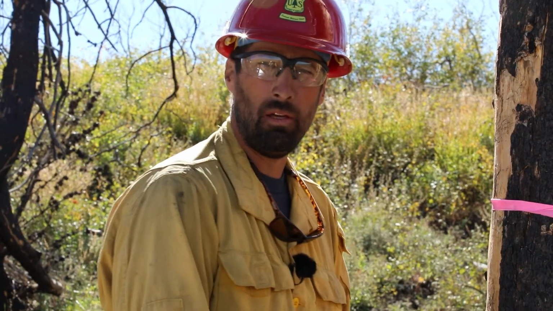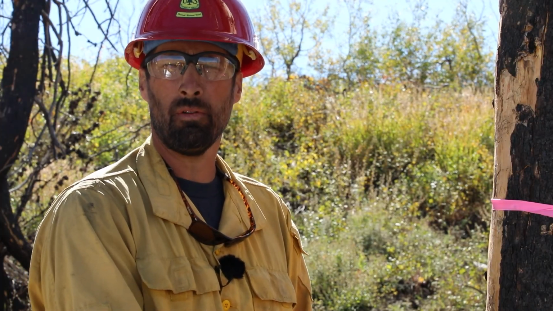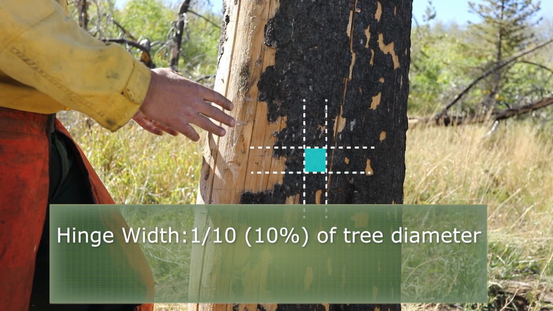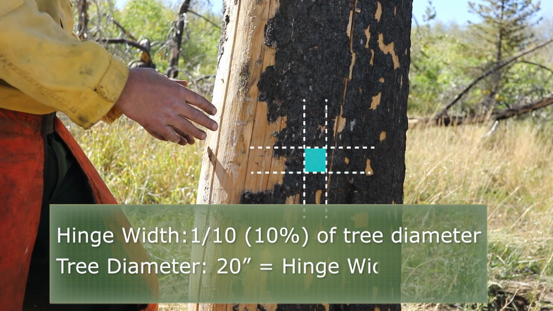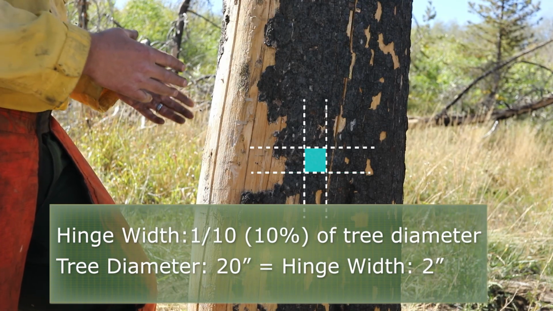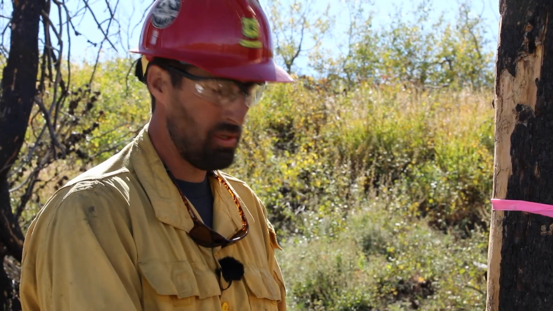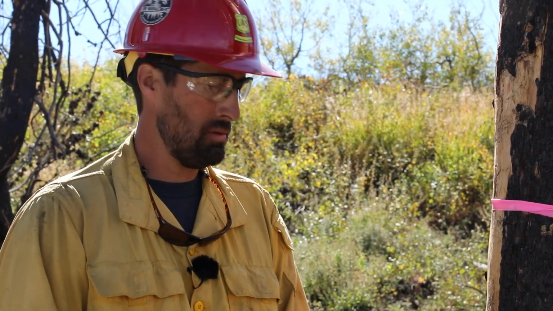Talking about building our hinge, we don't want our hinge to exceed 1/10 of the overall diameter of the tree. So for this tree being roughly 20 inches, that's about 2 inches. However, with this tree being dead, the fibers are going to be more brittle and there's less weight in the tree. So 1 inch to 1.5 inches is appropriate for this tree.